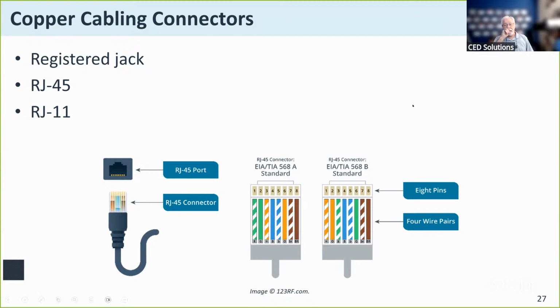If I am hooking up two pieces of equipment that are alike, I can wire one computer straight up to another computer and have them network together. A switch to a switch, a router to a router. I will use what's called a crossover cable. I'll wire one end of the RJ45 connector with the A standard. I'll wire the other end with the B standard.